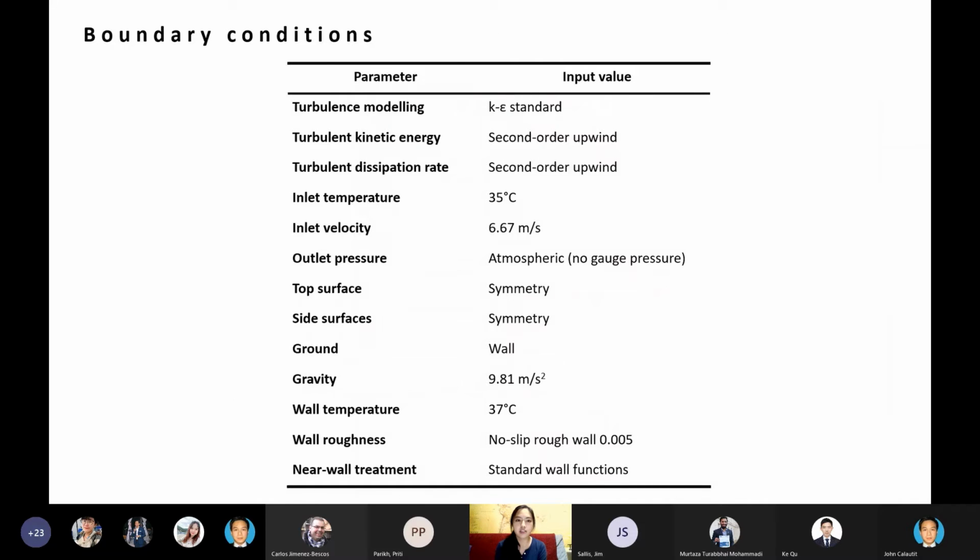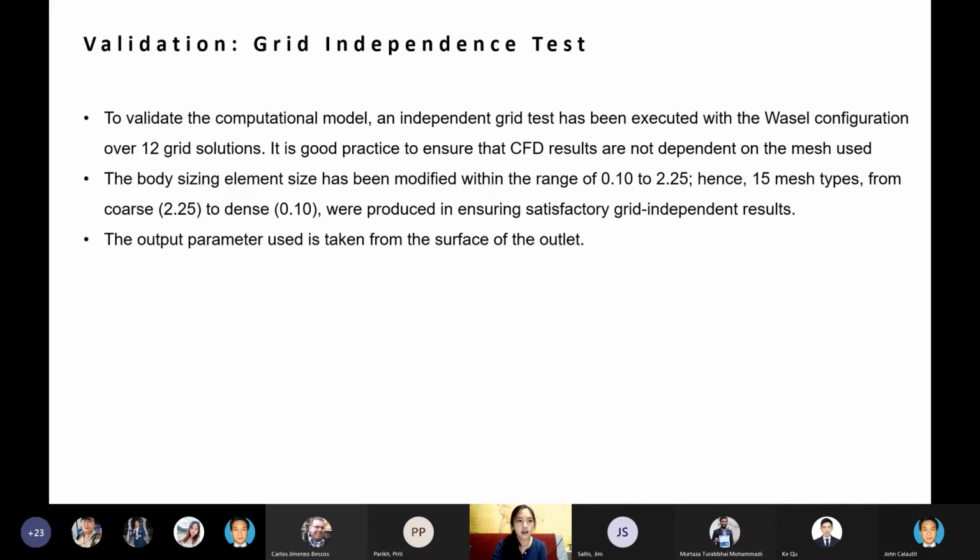These are the boundary conditions applied in ANSYS Fluent. And of course, to ensure that the CFD results are not dependent on the mesh, validation has to be carried out. To validate the computational model, a grid independence test was executed with the Wasel configuration over 12 grid solutions. Please note that the output parameter used is taken from the surface of the outlet.